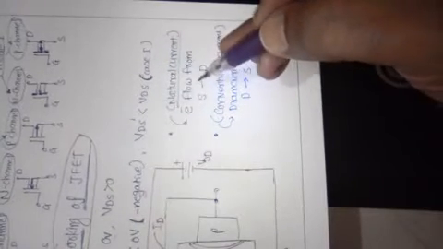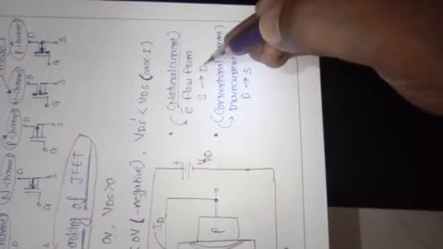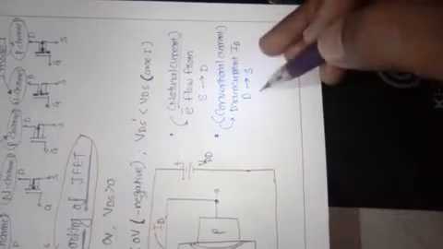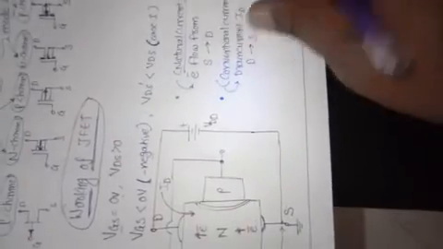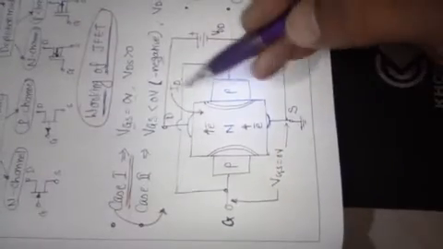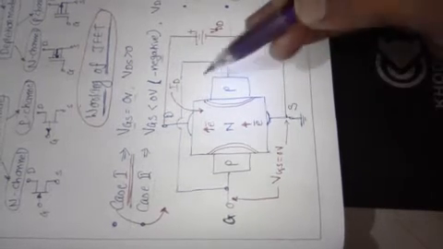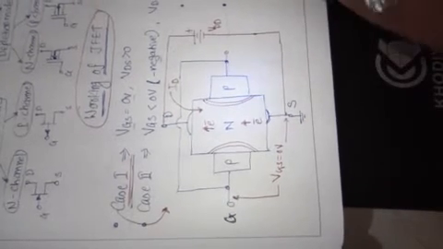So this current is called the natural current: electrons flow from source to drain. And the conventional current, the drain current, flows from drain to source, like this way. So this is the construction, and now we can see how it works.